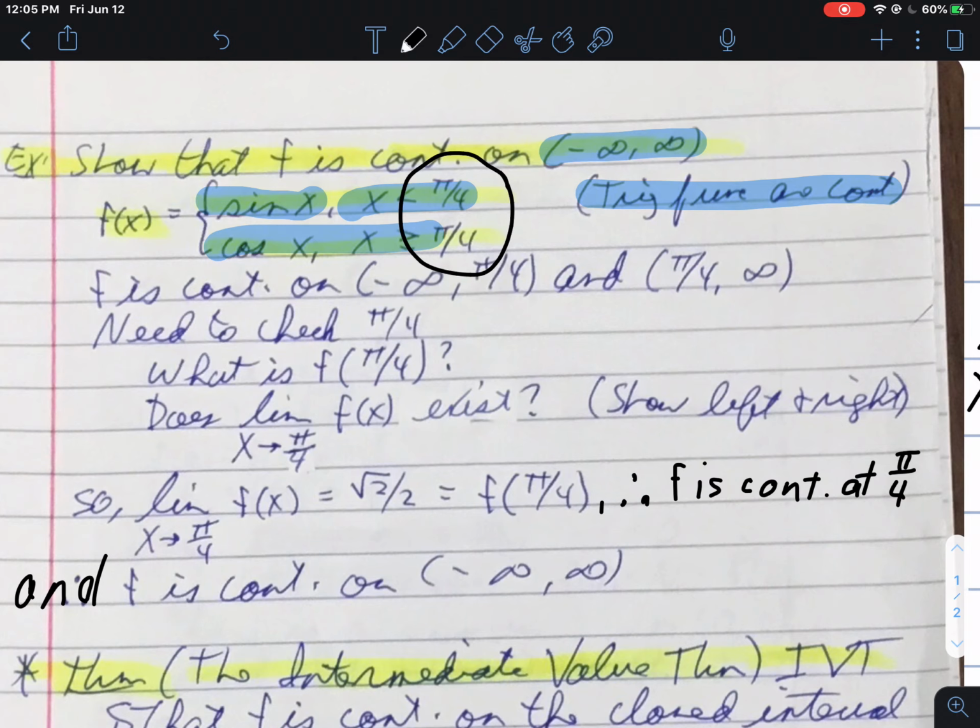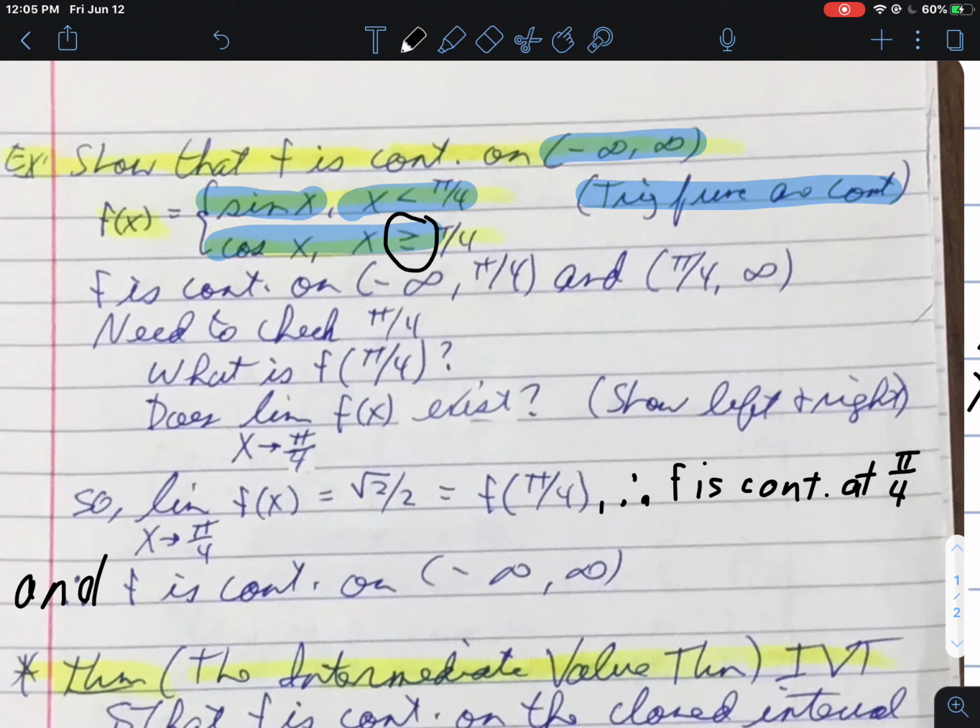And since now we're dealing with a single point, like I said, we'll go back to our definition of continuity, which has 3 requirements. So the first requirement is, is our function defined at x equal to pi over 4? And yes, it is. It's right there. Pi over 4 is included in that part of the function, so it is defined. So f of pi over 4 exists. That's our first requirement.